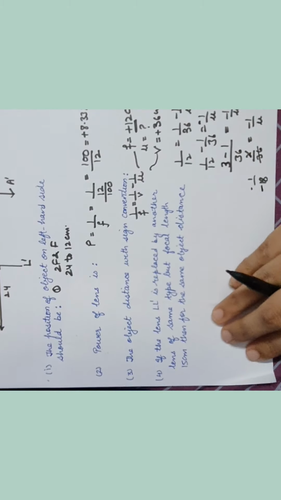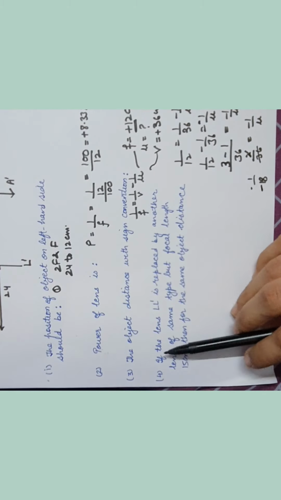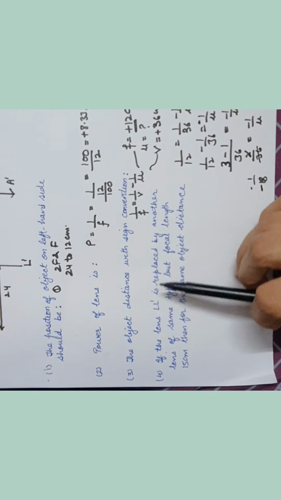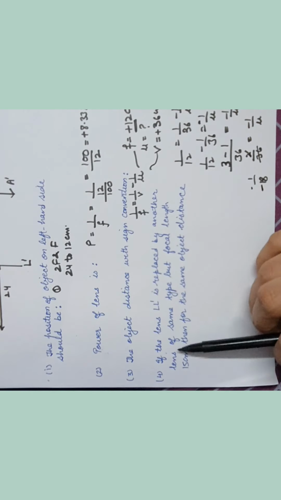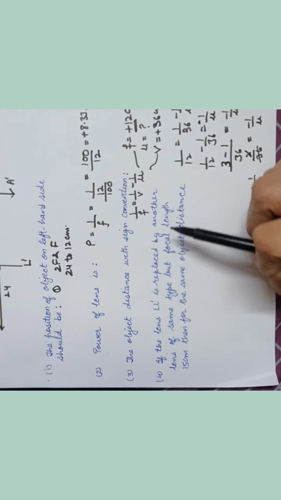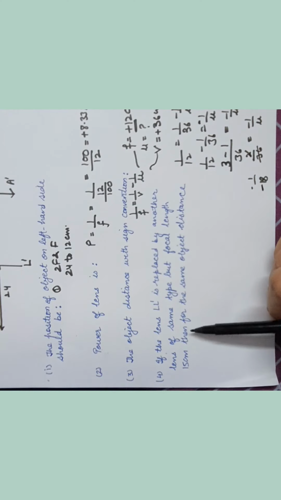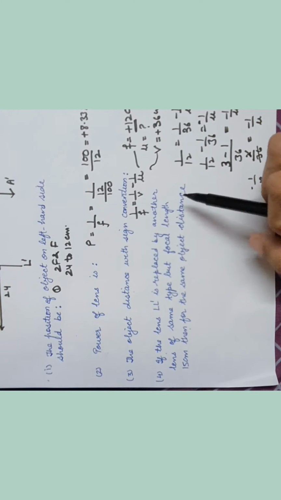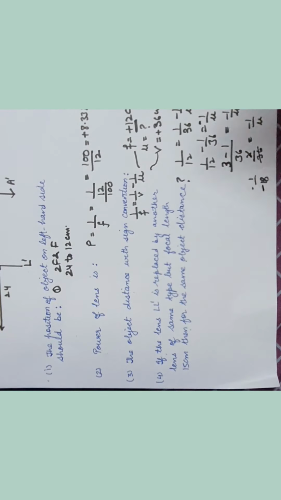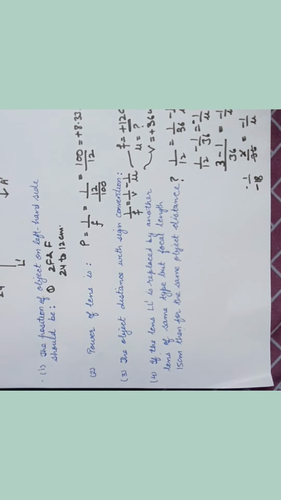Okay, now the last part states that if the lens L dash is replaced by another lens of the same type but focal length 15 centimeter, then for the same object the distance they are asking. They have given us various options and they have said that the size of the image will increase, decrease, remain same, and so on. For that I am going to show you one picture.